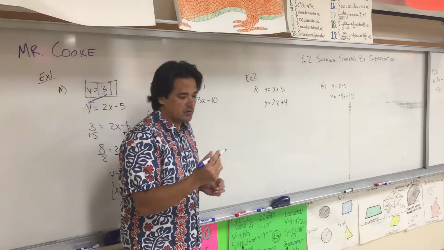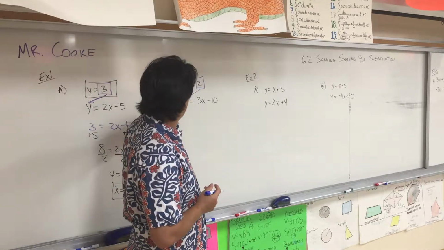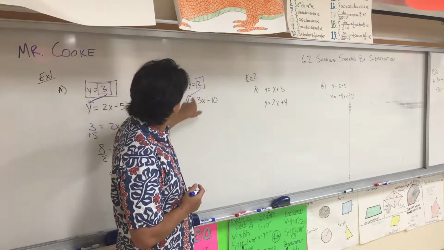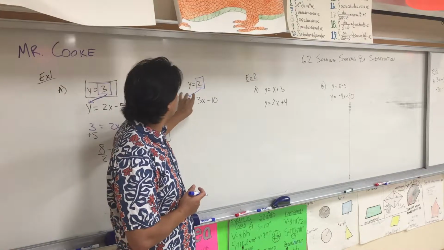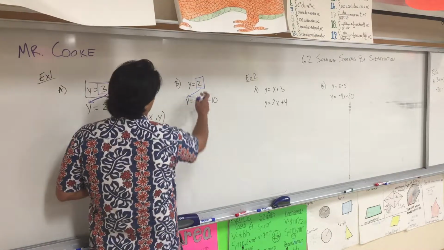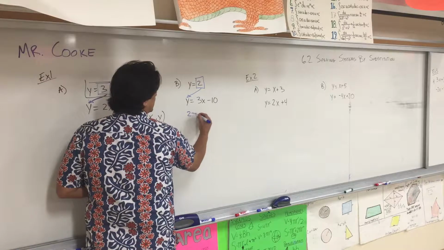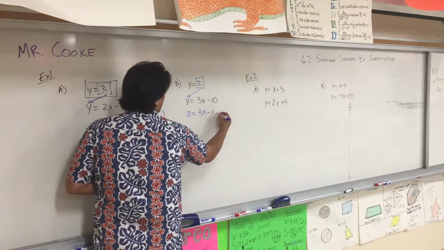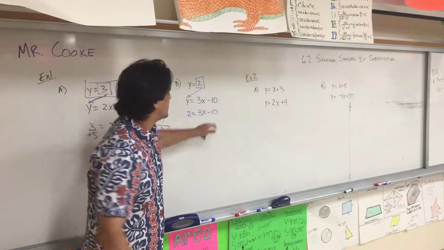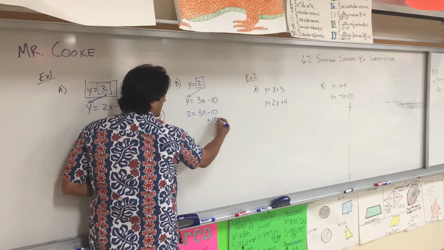So y is up here. We have y equals 2. We plug it into this y here. We get rid of the y, putting the 2 in its place. Okay, opposite of subtract 10, we're going to add 10.